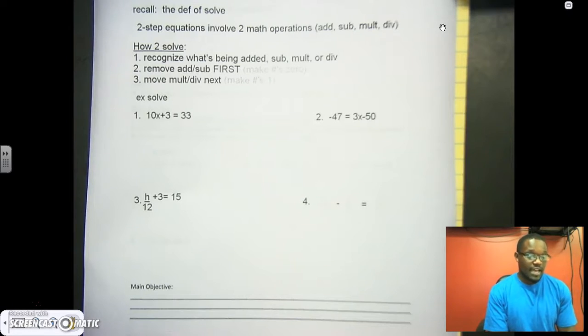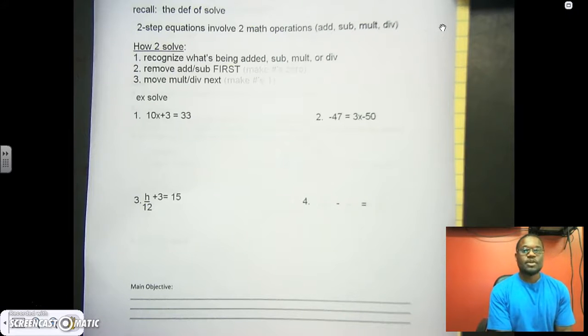Alright, remember that the definition of solve is isolating a variable, or getting your variable x or y, whatever it may be, m, q, whatever the variable is, isolating it. Whichever side of the equation that it's on, your job is to get the variable by itself. And so everything that you do should be moving things away from the variable.